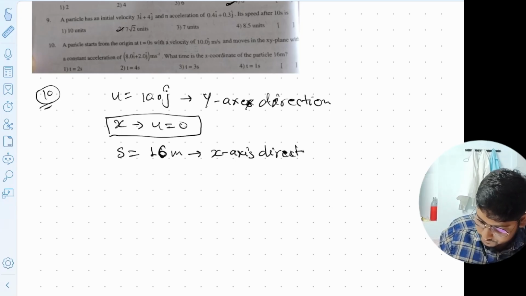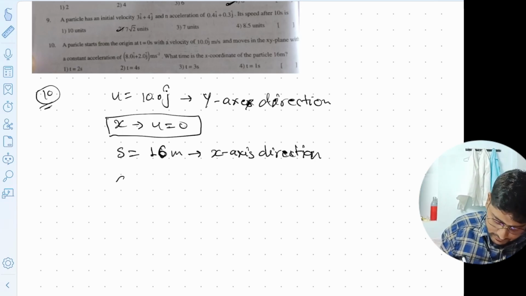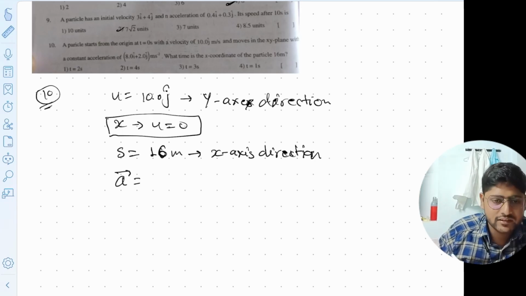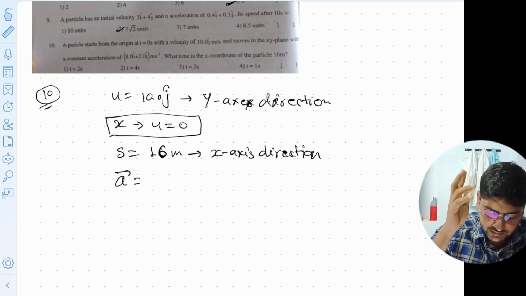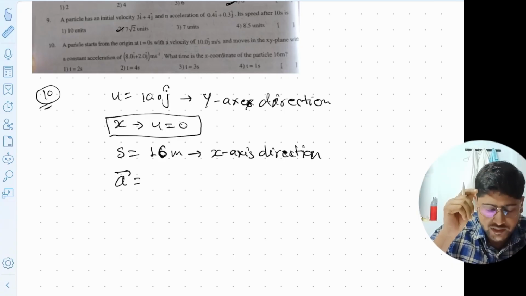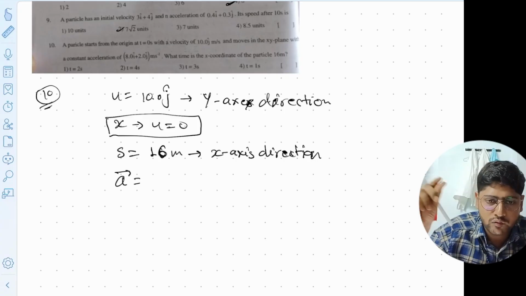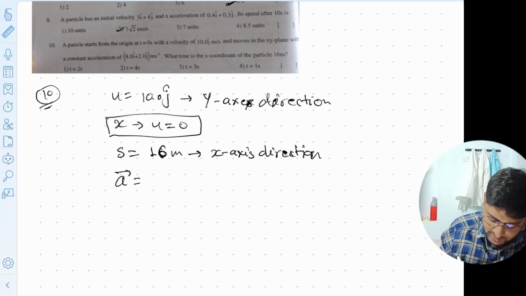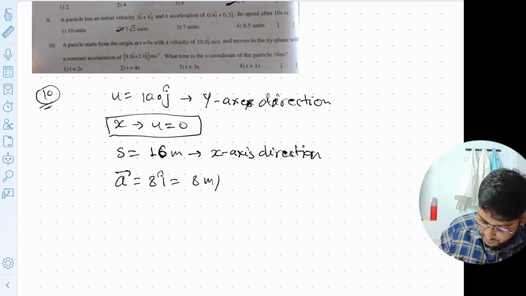Acceleration also we will take in the x-axis direction. What is it? 8 i cap plus 2 j cap. We don't consider j cap, we just have to move in the x-axis. So we will consider the x-axis direction, which means 8 i cap, meaning 8 meter per second square in the x-axis.